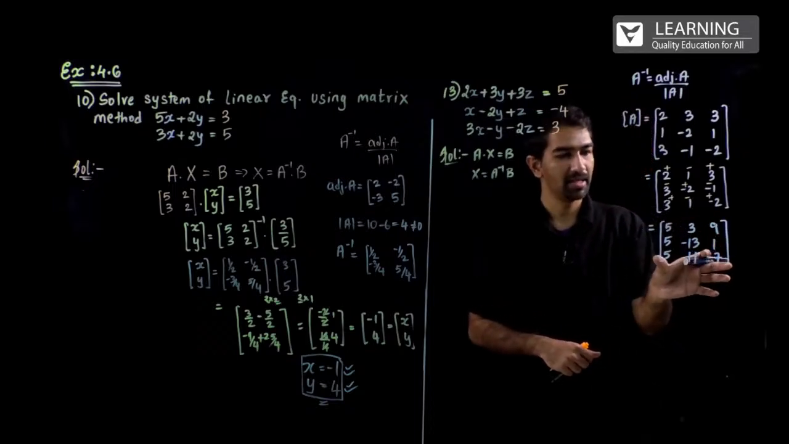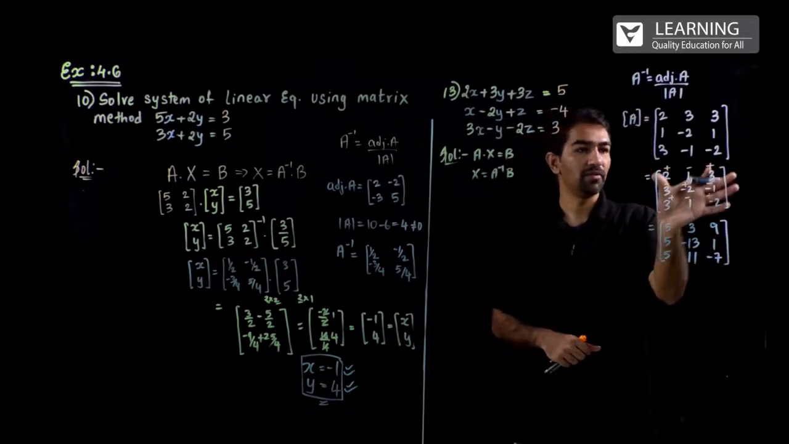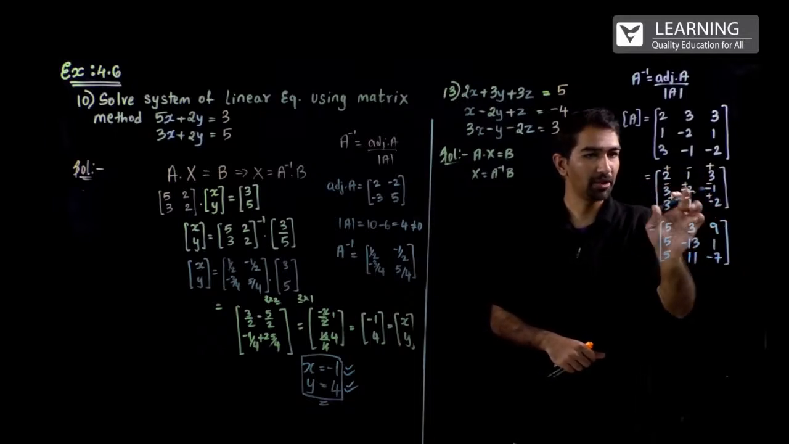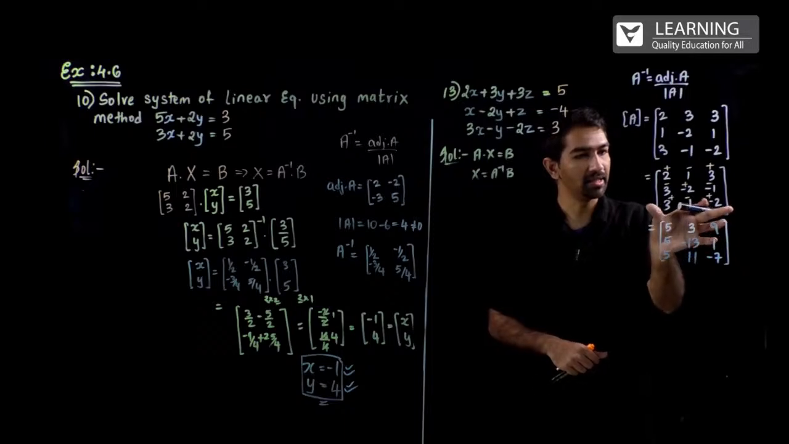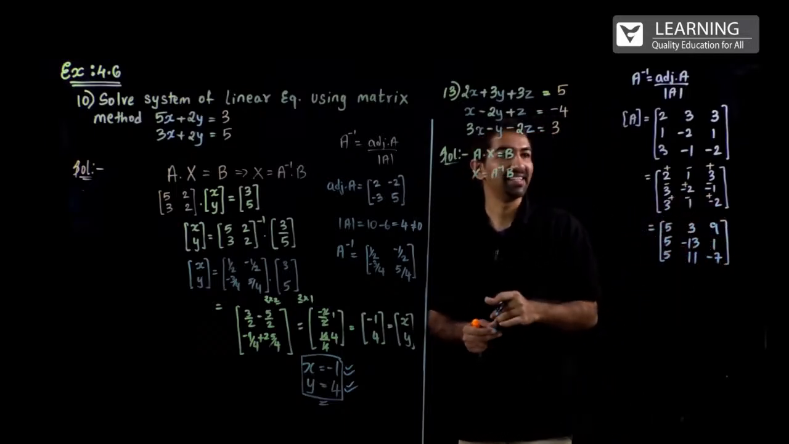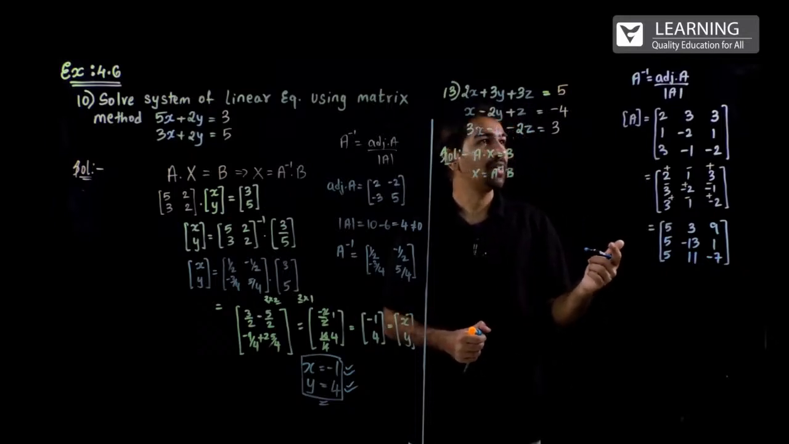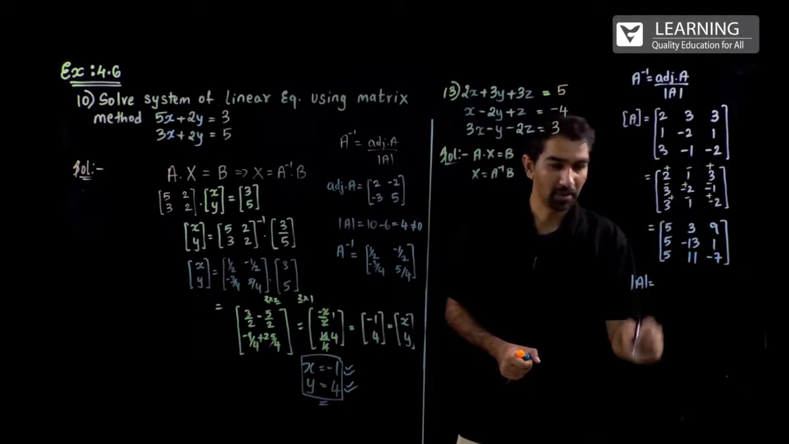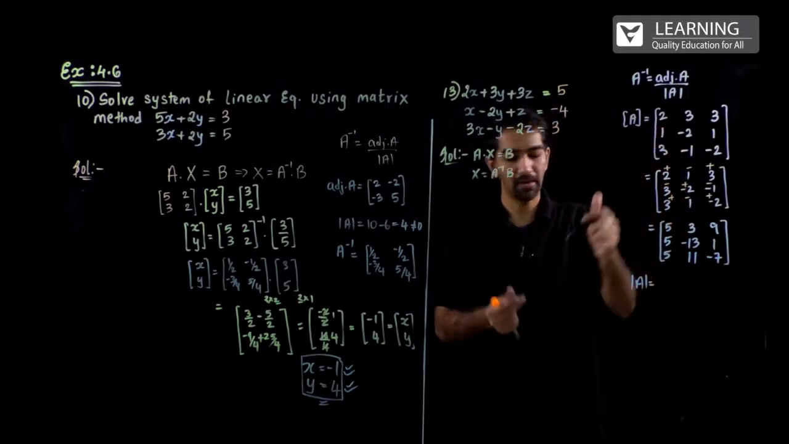So what is this, students? This is our adjoint. So the very first step is what? Transpose with the cofactors. After this, we are going to find out the minors of each and every entry in this particular matrix. So this is our what? Adjoint of matrix A. Now next, what we have to find out? Determinant of A. So determinant of A is equal to, so this is our A, right?